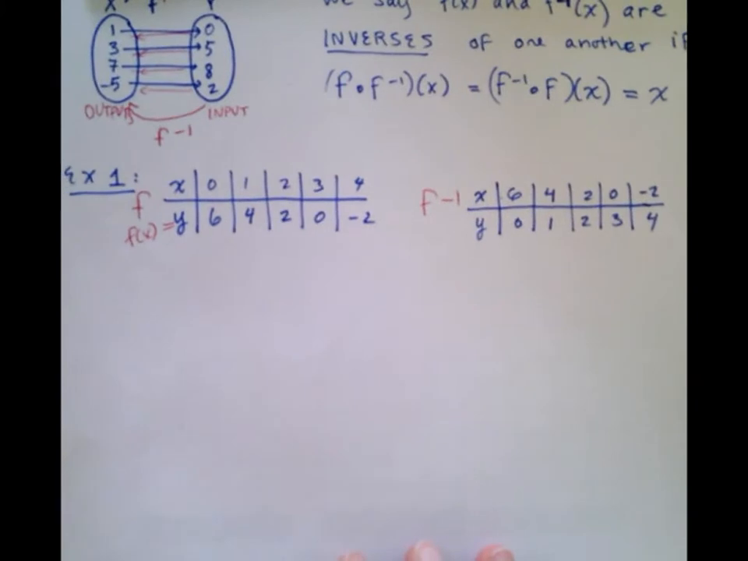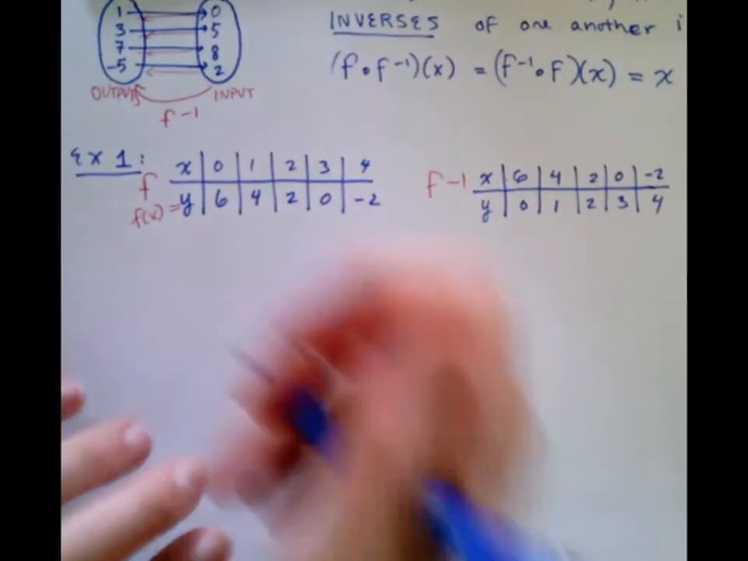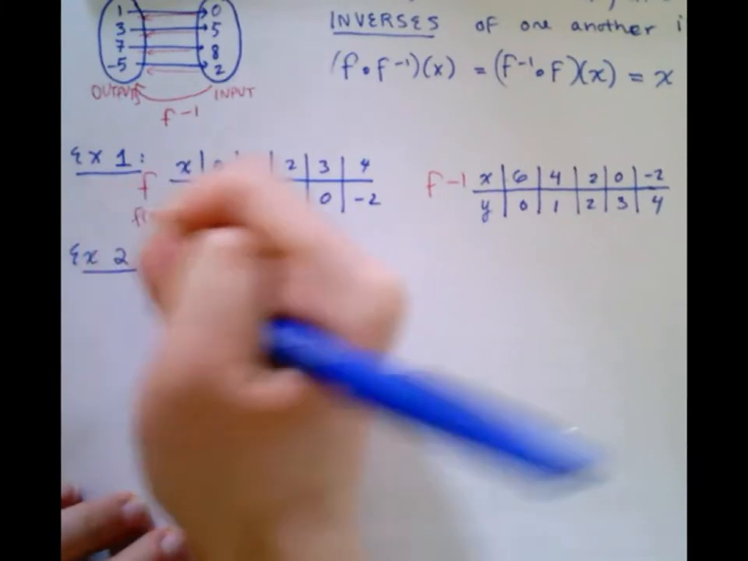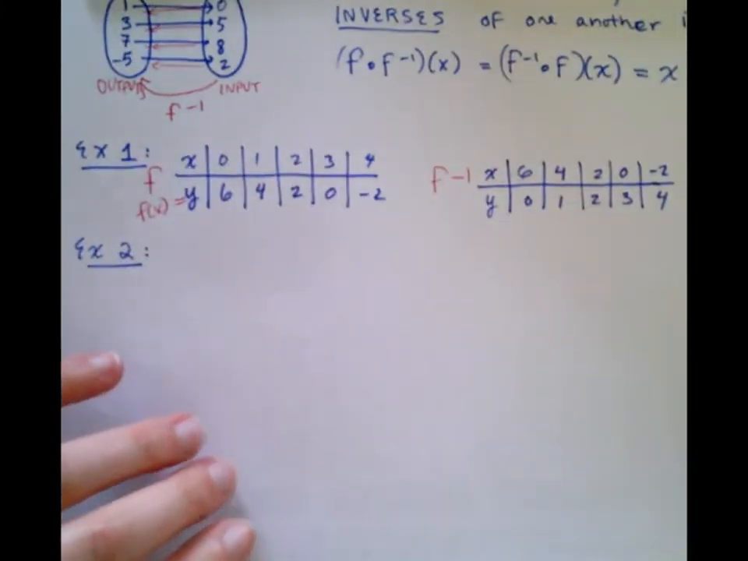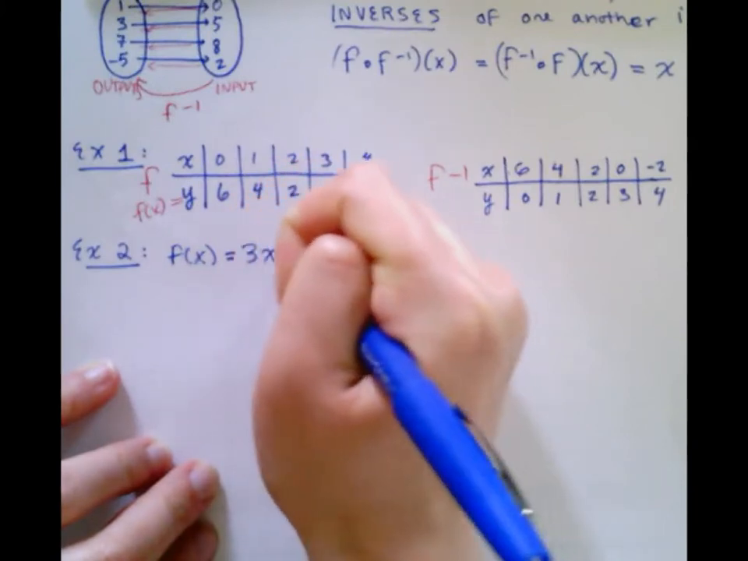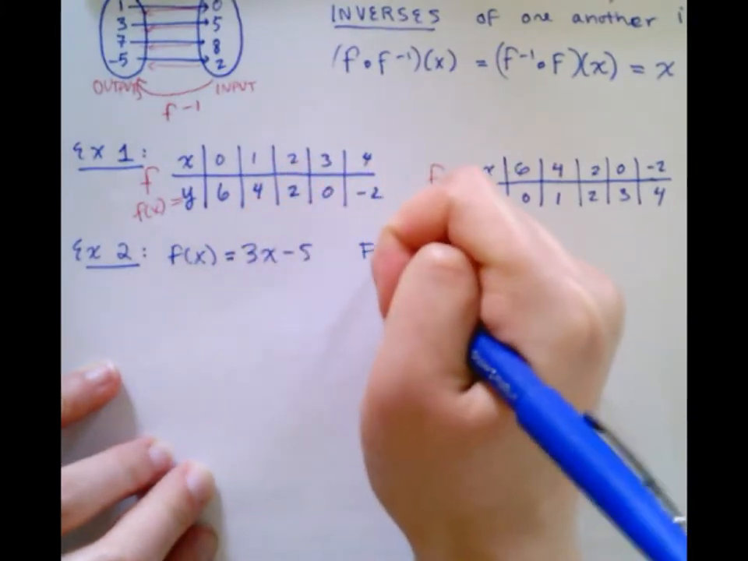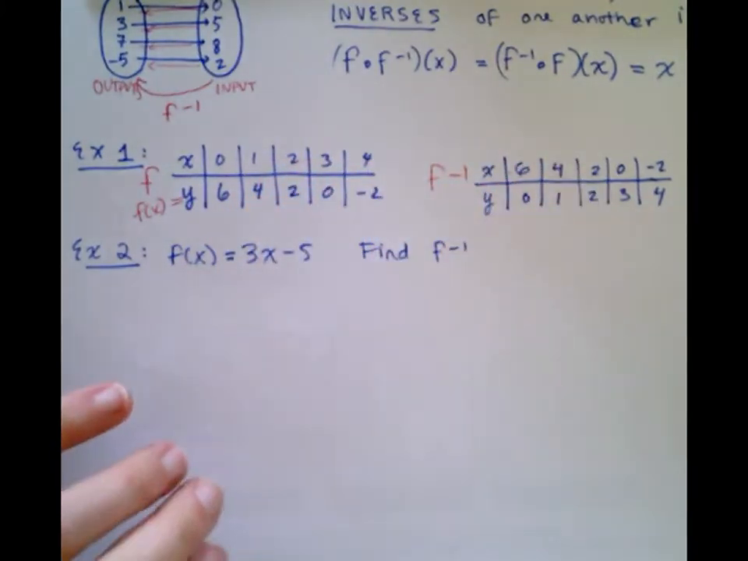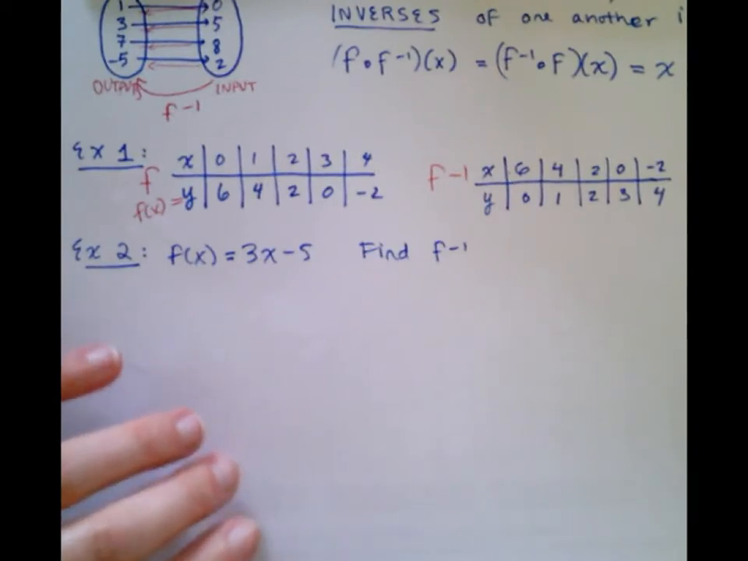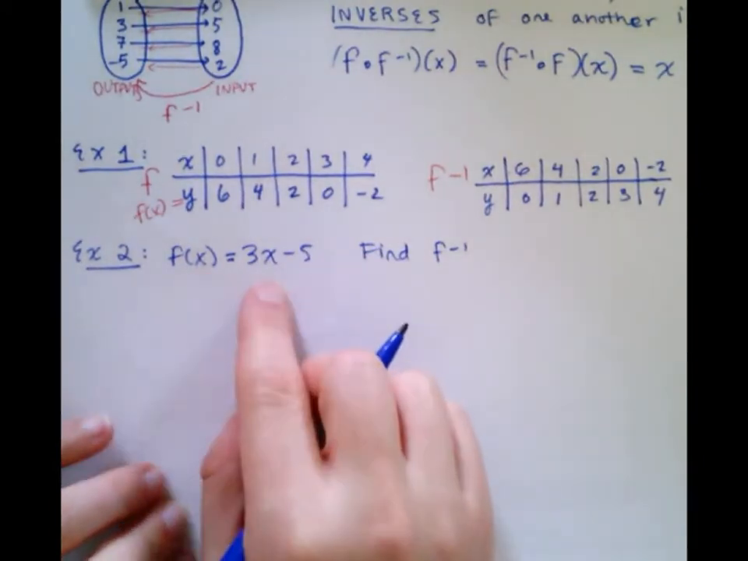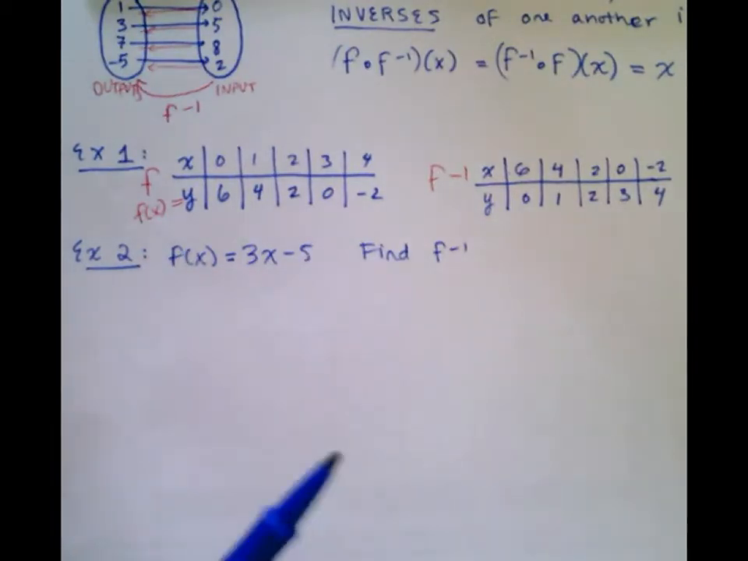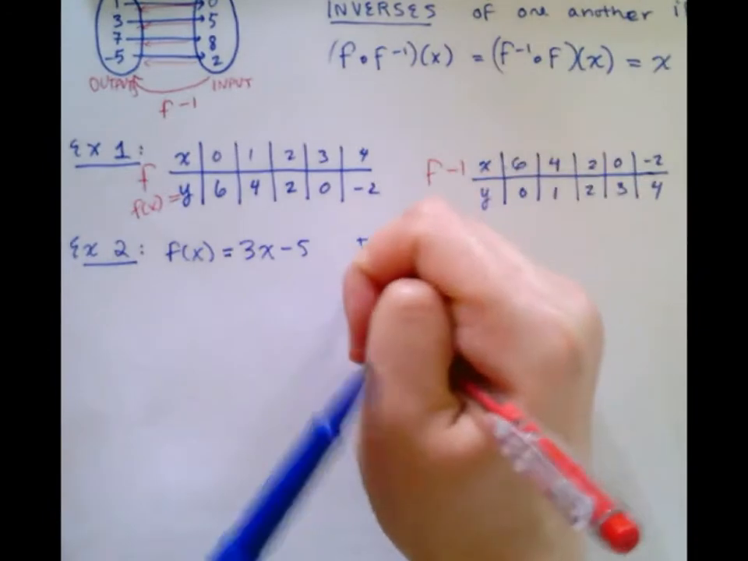But we're going to see that we're going to do the same thing if I ask you to find an inverse of a specific equation. So if I say f of x equals 3x minus 5, and I say find f inverse, well, first of all, we're going to rewrite this so that I get rid of my function notation. I'm going to replace the function notation with a y. Okay, I'm going to write some steps.